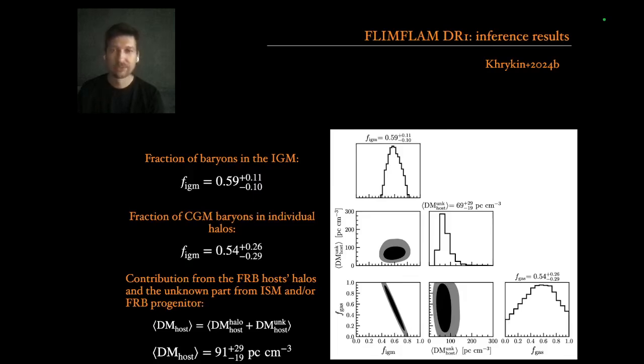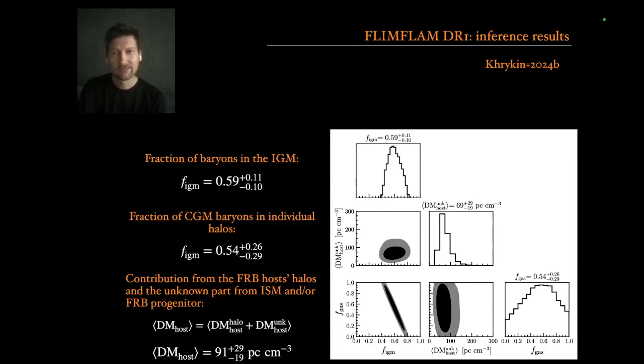And I present you the results of our MCMC. As you can see, we measure the fraction of variance in the IGM to be about 60% plus or minus 10. The fraction of CGM variance in the halos is a bit unconstrained, I must say, but we do also a good job in constraining the unknown contribution from the ISM of the host galaxies, as well as the total contribution from the host galaxies of the FRBs.